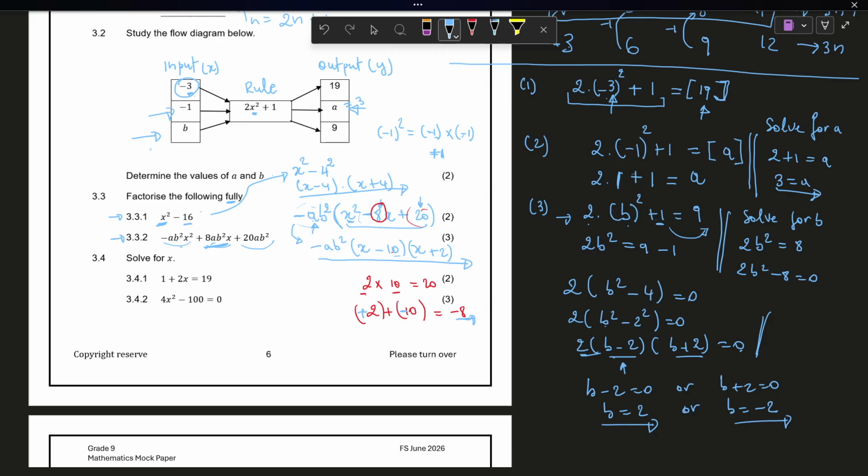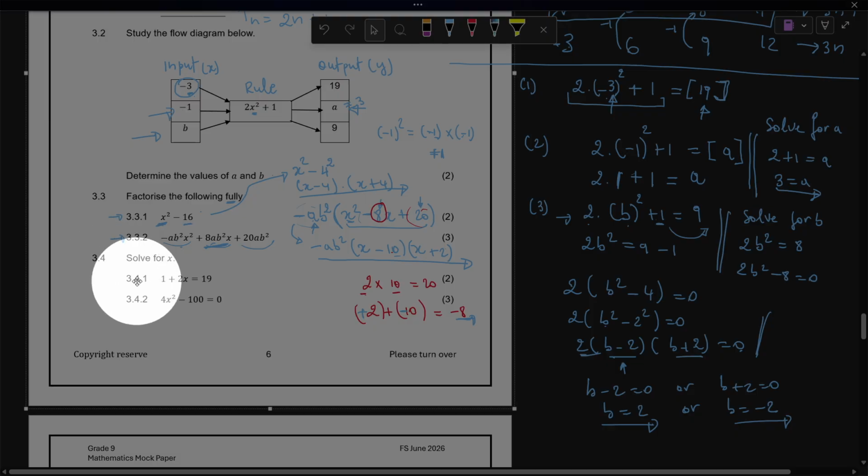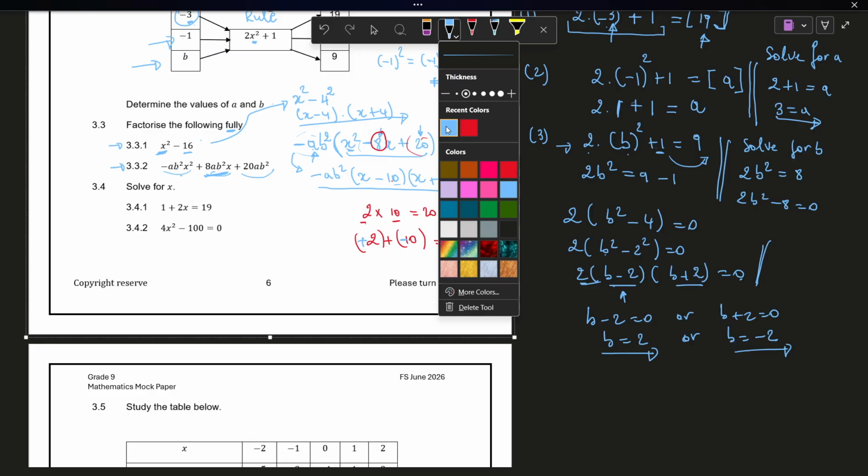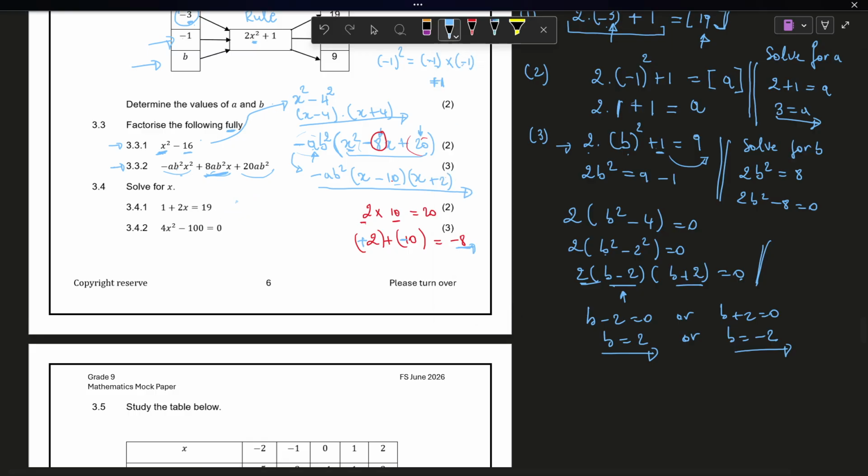Now we can solve for x. I'm sorry for the space that I don't have, so I'm just going to try to squeeze everything. Right now we are here, solving for x. We're going to solve these two. Can I just use this space here? Okay, this one is 2 marks, right?